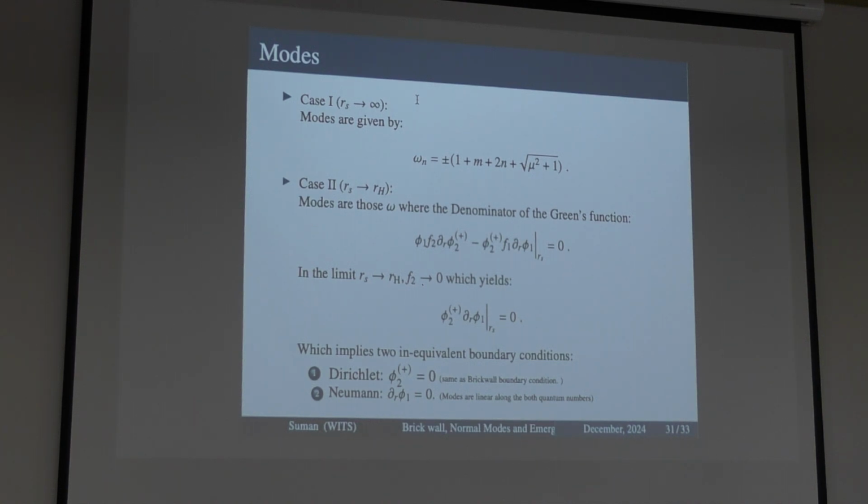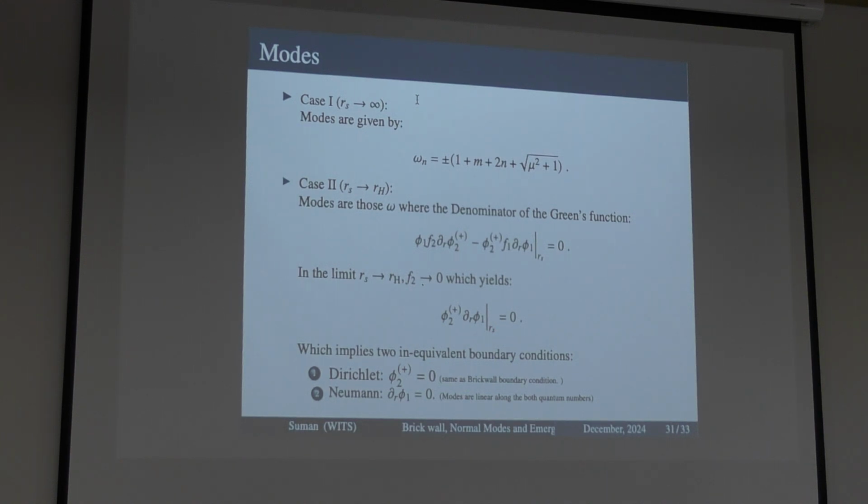There is an intuitive way to see why we are getting these two inequivalent boundary conditions. In the limit R_S tends to R_H, F2 is 0, because F2 is R squared minus R_H squared, so it's 0. So the first term vanishes, and you will have the second term. Now in the second term, the condition is this. So you can have phi 2 plus equal to 0, or maybe the derivative of phi 1 equal to 0. The first condition, phi 2 plus equal to 0, is the Dirichlet boundary condition that we previously used for the BTZ black hole also. If you take this quantization condition, you will get the same normal modes and the same structure. But you can impose the other boundary condition also, the derivative of phi 1 equal to 0.